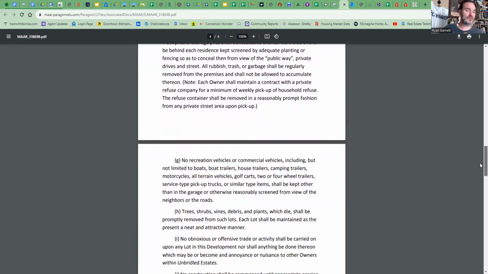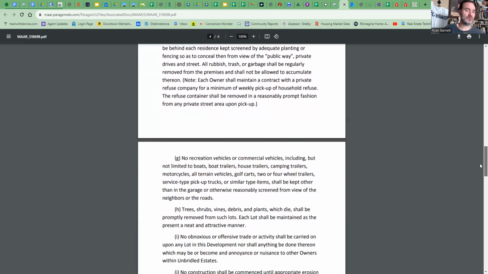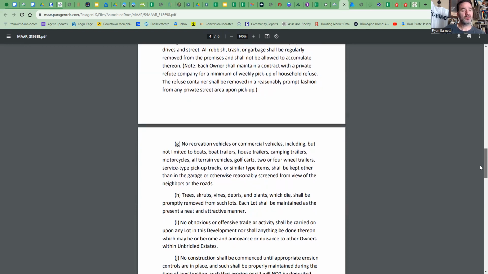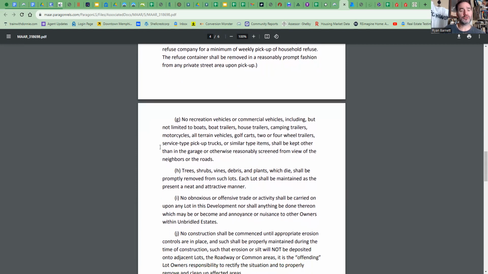Recreation vehicles or commercial vehicles, included but not limited to boats, trailers, houses, camper trailers, motorcycles, all-terrain vehicles, golf carts, 2 or 4 trailers, must be kept in a garage or otherwise reasonably screened from view of the neighbors or the road. So it doesn't look like you can do any and everything in here. You can't live like a bunch of hoodlums, and hopefully this is enforced if that's what you want on your street. To not have 30 cars out in the front, all sorts of ATVs, I would say a real unrestricted area, you'd have to go a little further out these days.